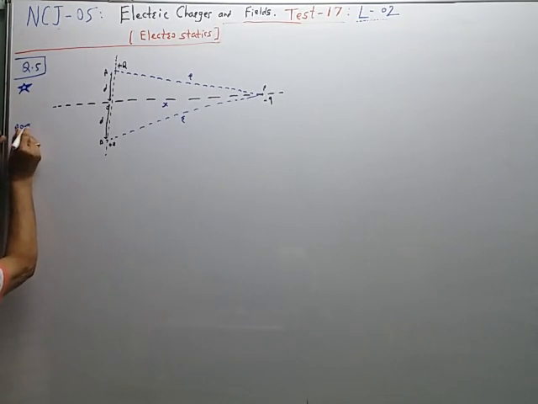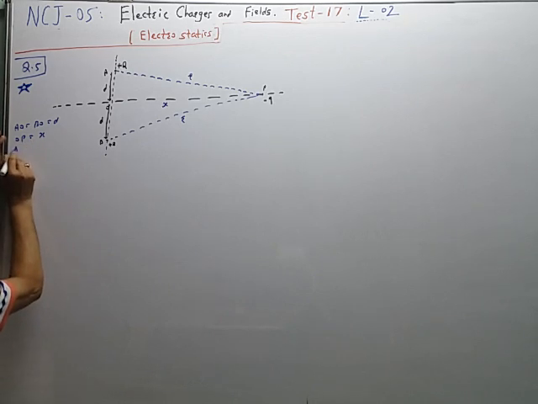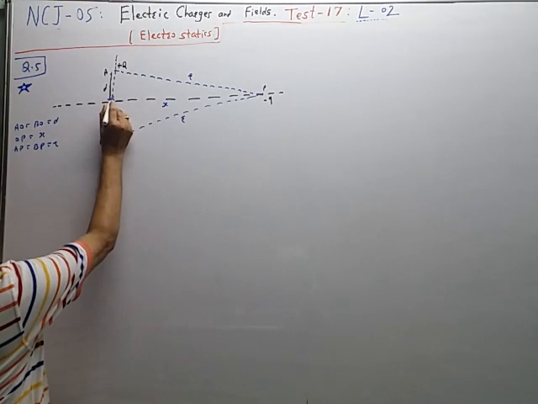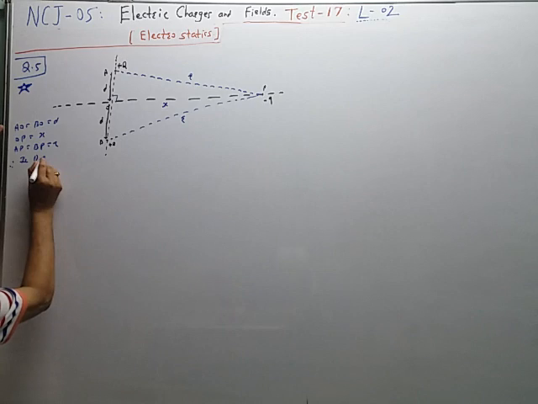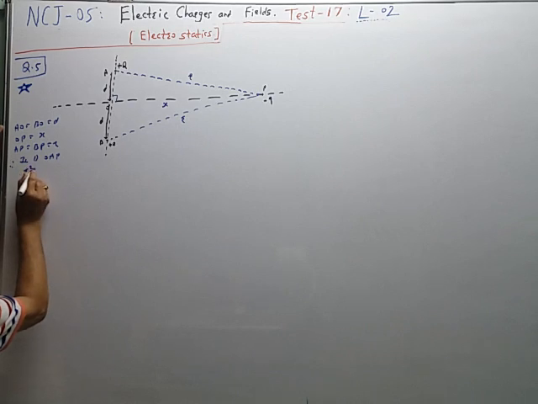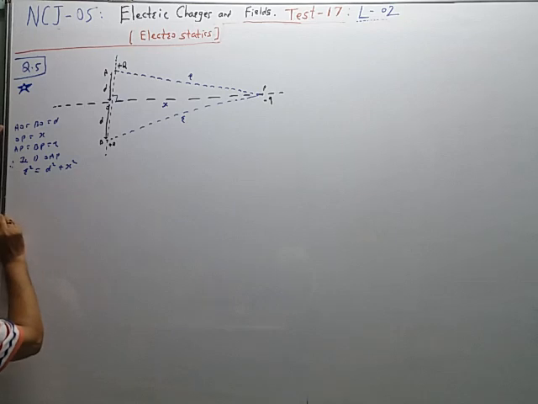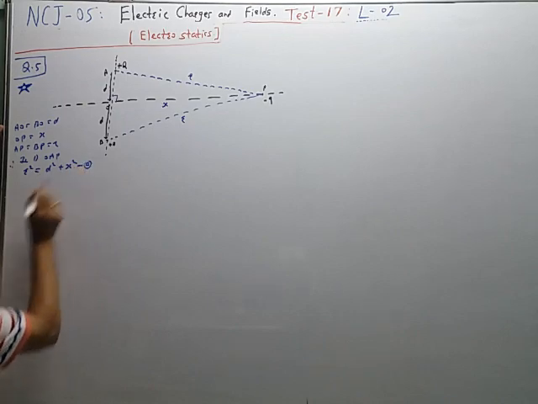AO is equal to BO is equal to D. OP is equal to X, it is a variable. AP is equal to BP is equal to R. And this angle is 90 degrees. Therefore, in triangle OAP or OBP, R square is equal to D square plus X square, Pythagoras theorem. So this is equation small a.